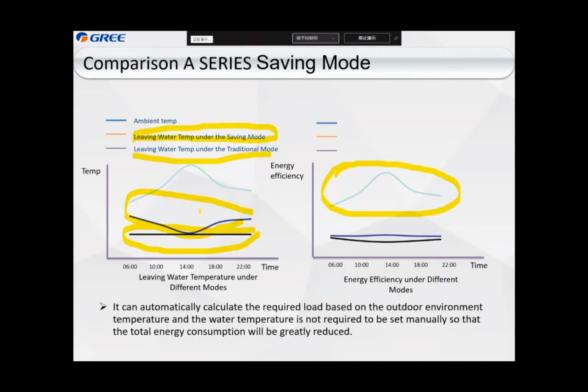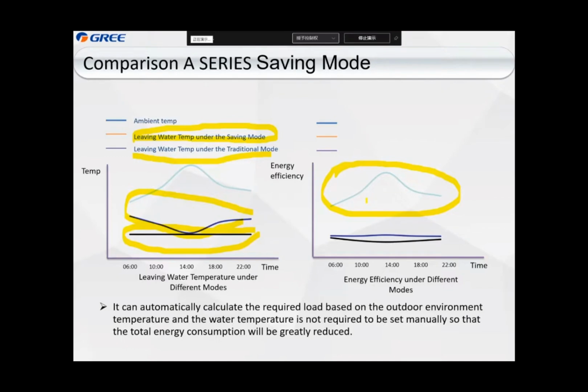But for the traditional mode, the leaving temperature is always the same. For example, for the D and E series, the default design standard outlet temperature is 7 degrees and inlet is 12. Outlet is 7 degrees, and this is not changed. But for the energy efficiency A series, the outlet temperature can change, so it can realize energy saving.